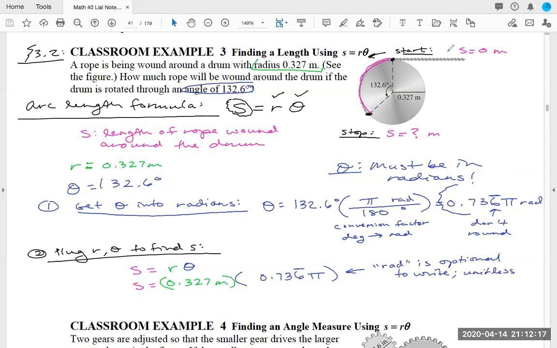So then when we do our final calculation, S comes out to be 0.75677 and some change, which is about 0.757 meters.